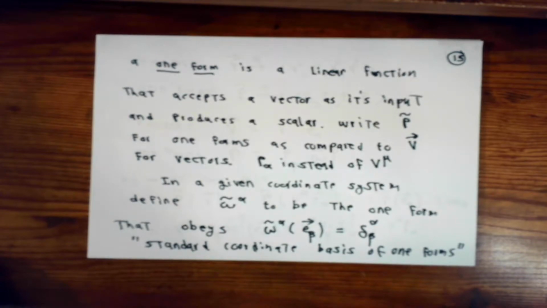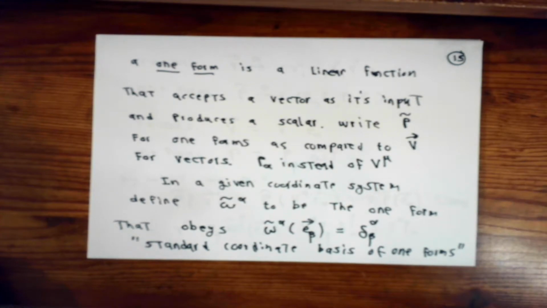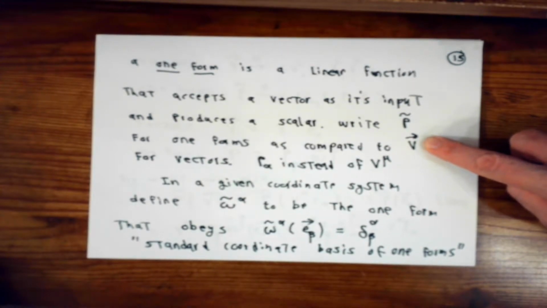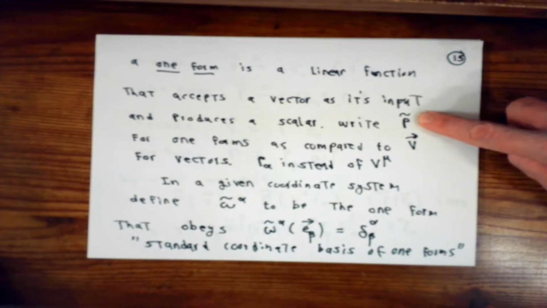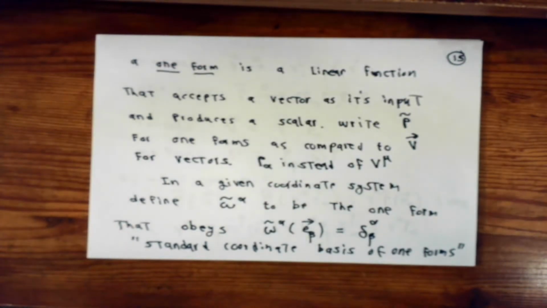One form is a linear function that accepts a vector as its input and produces a scalar, which is a number that depends only on your location, but not on the coordinate system or any basis or anything like that. We will write for one forms, instead of v with an arrow, p tilde. This will be our generic notation for a one form.